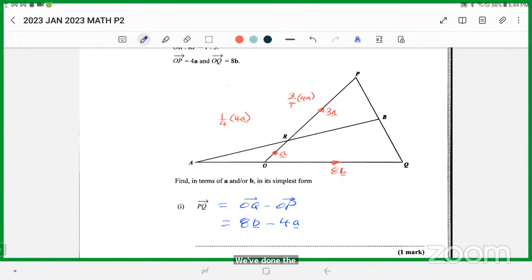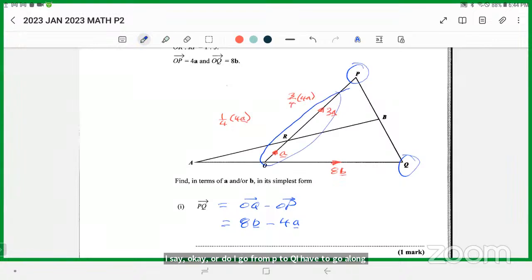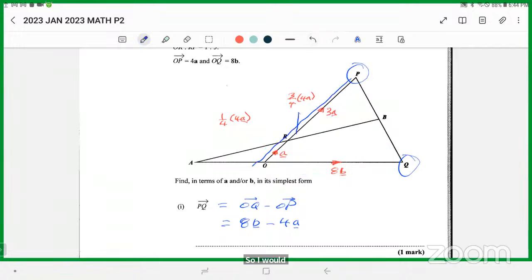The other way to do it is to look at the diagram and say, okay, how do I go from P to Q? I have to go along the vector directions that I know. Those are like roads that I know. So I would come down to O here. But because I'm going in the opposite direction of those vectors, it becomes a negative 4A.